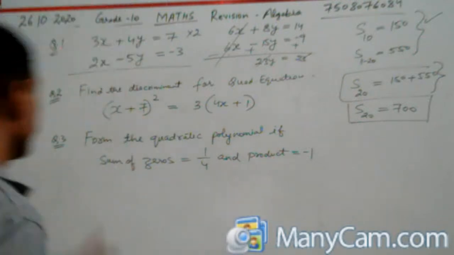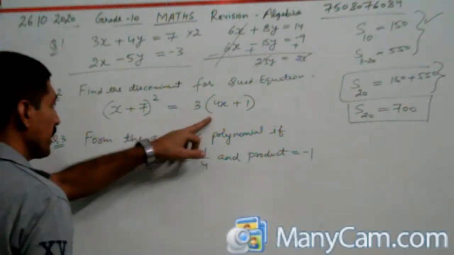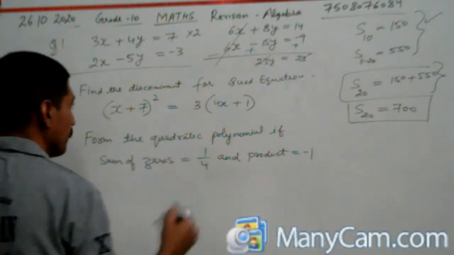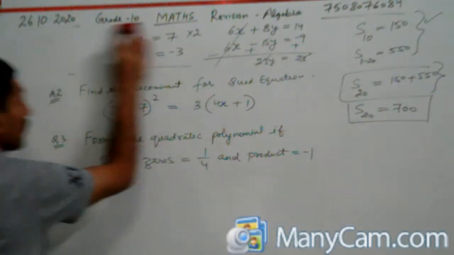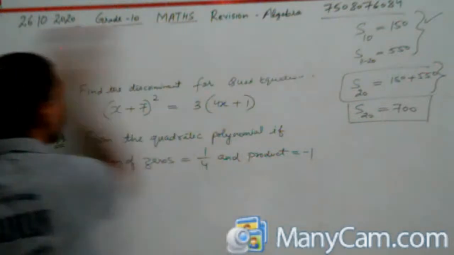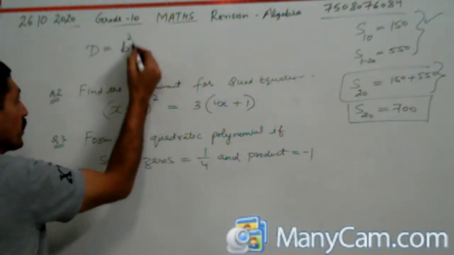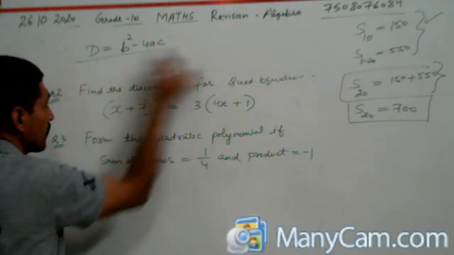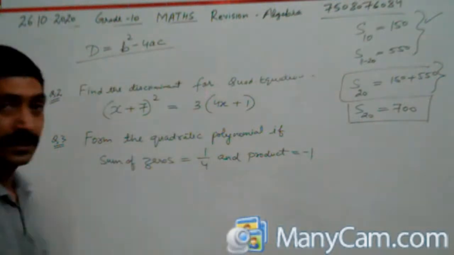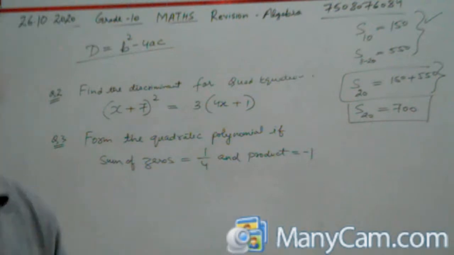Similarly, here we will solve the question and find the value of the discriminant, that is b square minus 4ac. The value of the discriminant is b square minus 4ac. So we will write it in standard form and then solve.